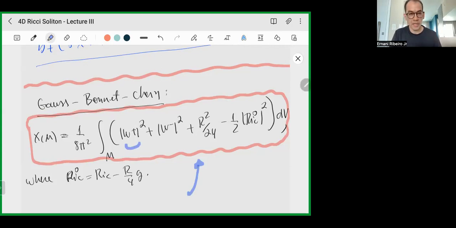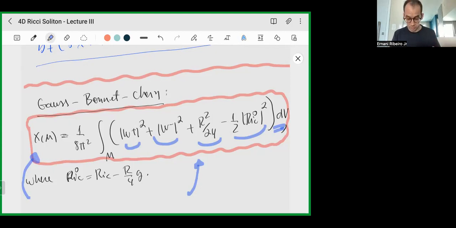This depends on the metric, this depends on the metric, the scalar curvature depends on the metric, and this is a combination of the Ricci and the scalar curvature, which essentially depends on the metric. This is a volume element which comes from the metric. However, for the left-hand side, we have some topological information. This does not depend on the metric.